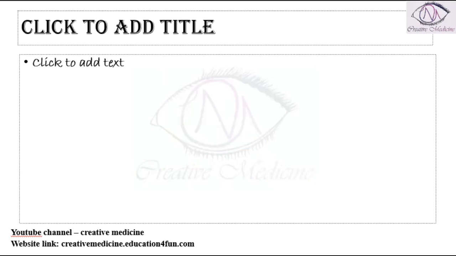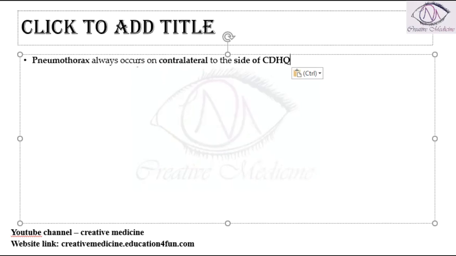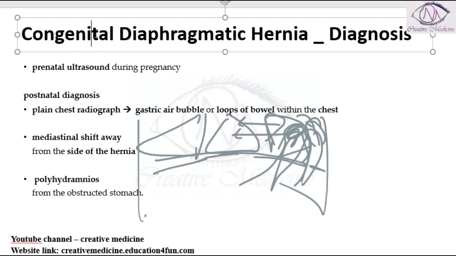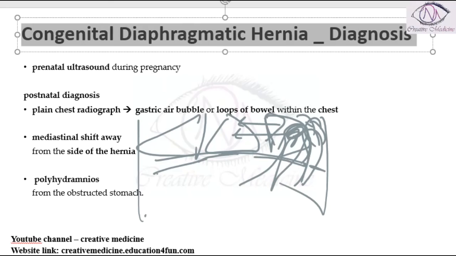Then sometimes the child may also develop pneumothorax on the contralateral side of the congenital diaphragmatic hernia. Pneumothorax can occur opposite to the congenital diaphragmatic hernia. So with these findings, we can diagnose the patient with congenital diaphragmatic hernia.